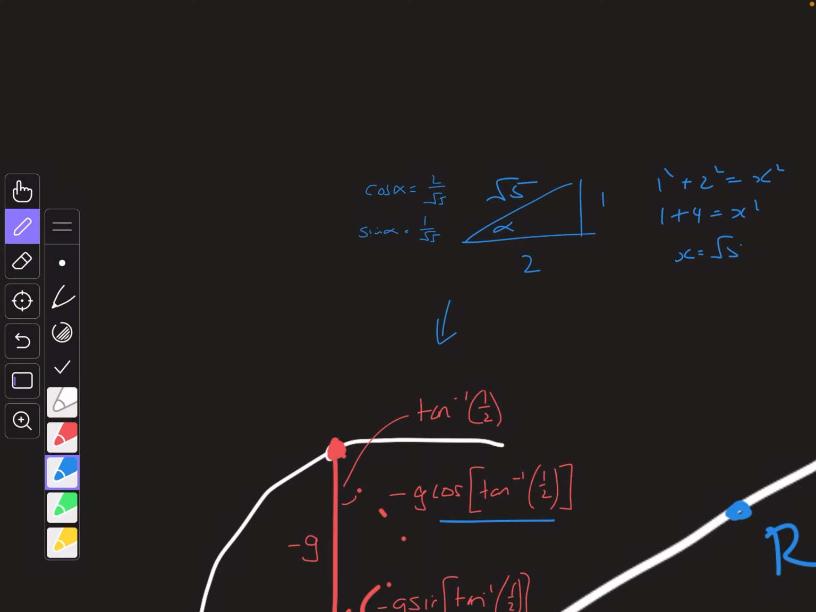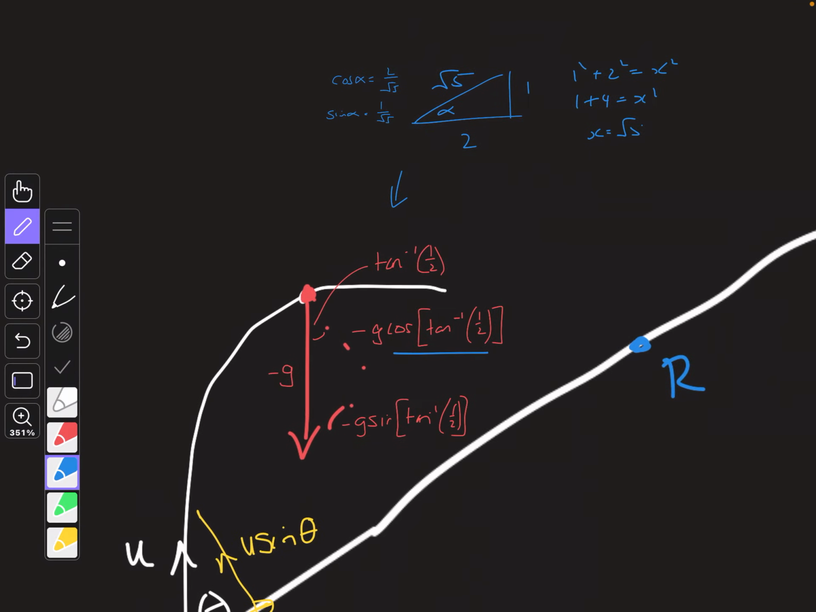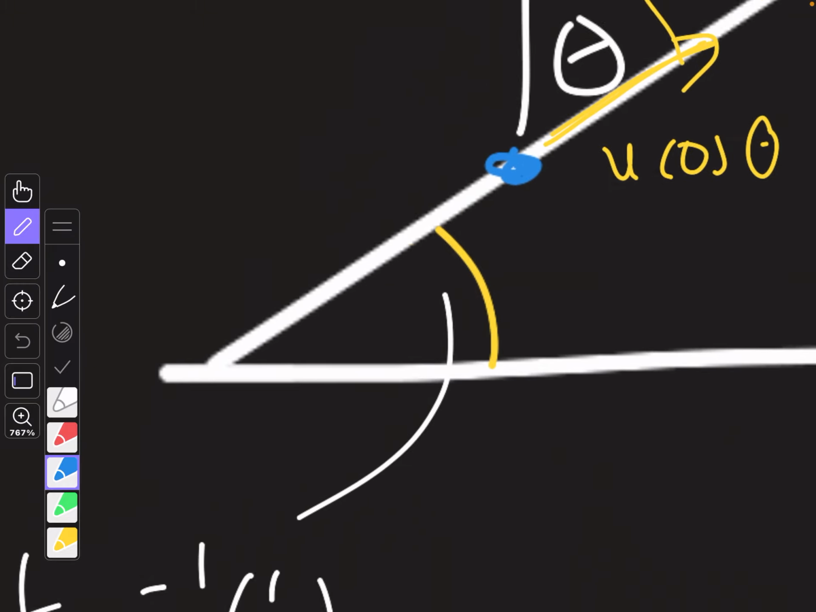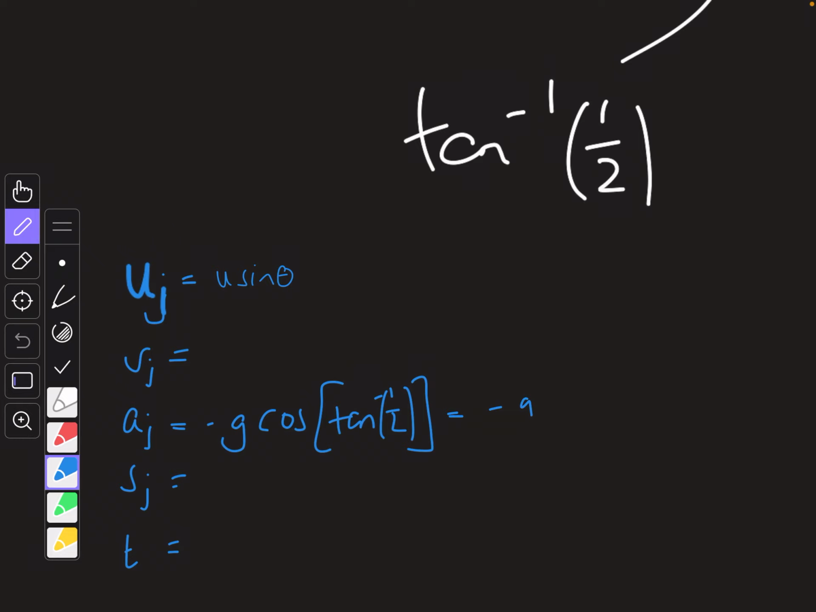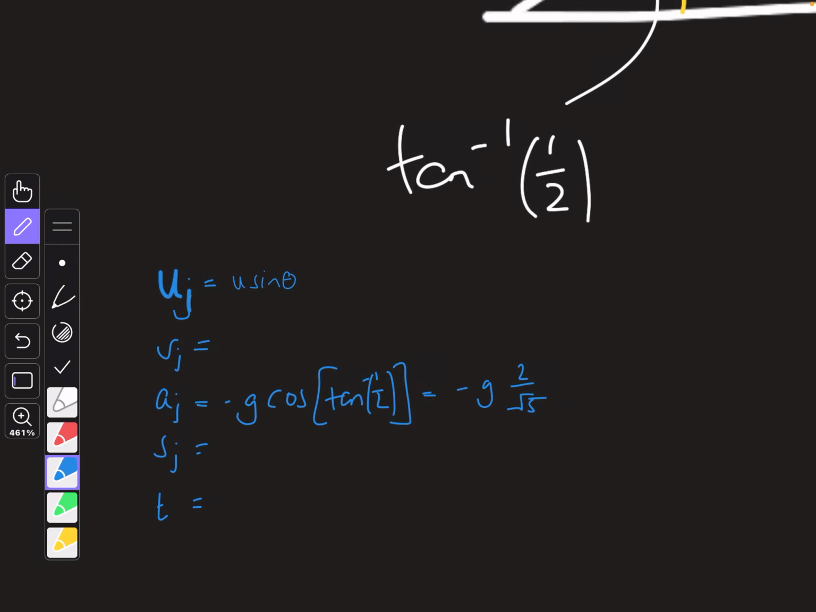Yeah, I got the same answers when I did it. It's just ugly. So now I can say that this guy is minus g times 2 over root 5, so hopefully that makes sense. Which equals minus g times 2 over root 5. Okay. S in my j direction is 0.